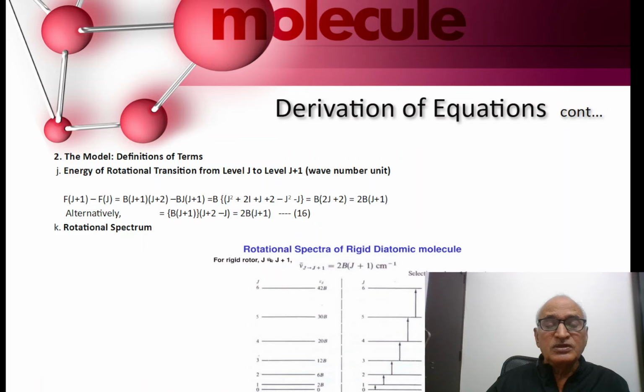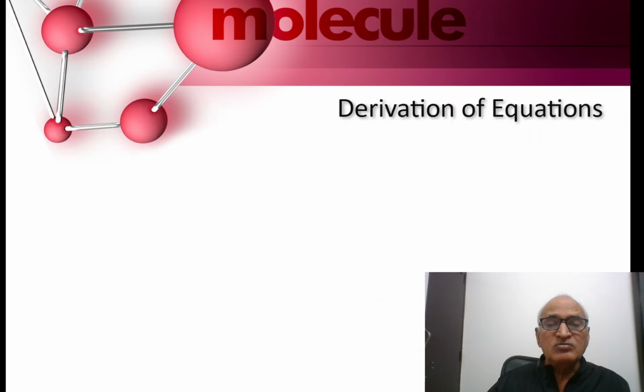Surprisingly, the separation between two adjacent absorption lines is constant. Therefore, we need not analyze the entire spectrum. We need to extract the value of B from the spectrum. So we can pick any two juxtaposed lines situated nearby, and the separation between them is equal to 2B. Half of this becomes B. From B, we can calculate I. From I, we can calculate r using the equation I equals mu r square.